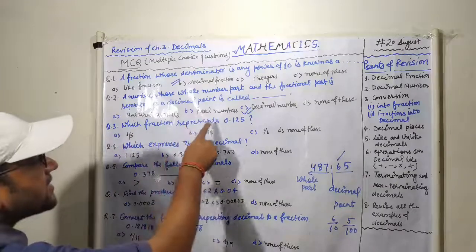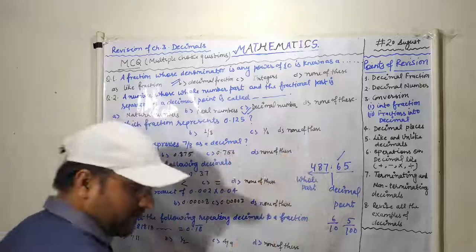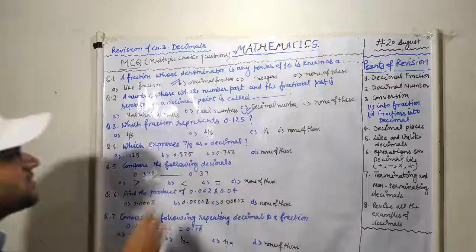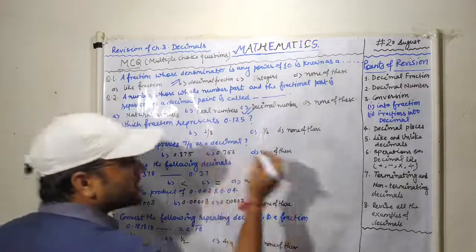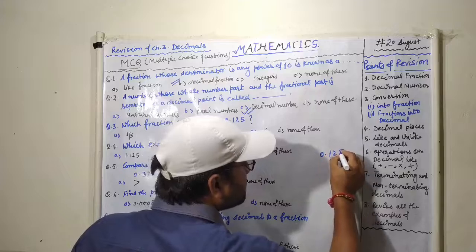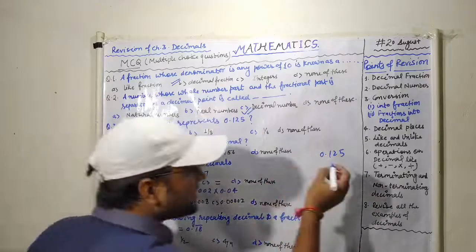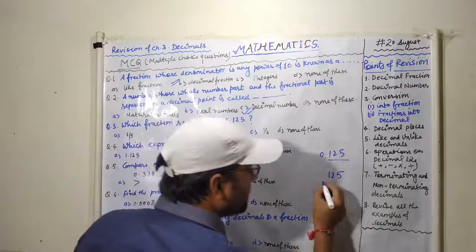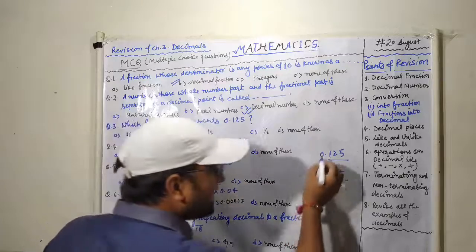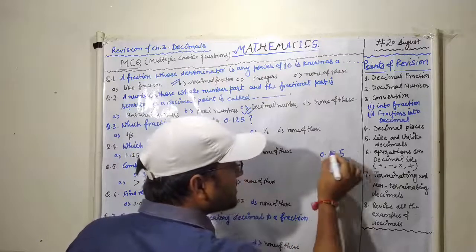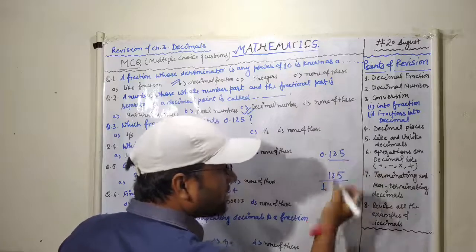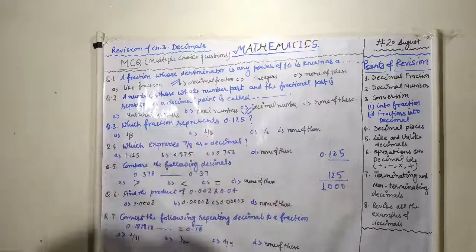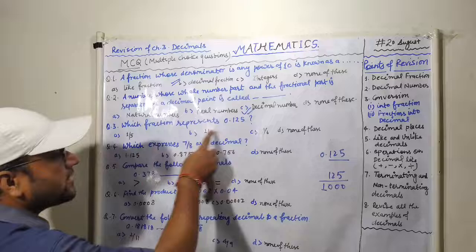Which fraction represents 0.125? Very important, this one. So change it into a fraction. Very easy. Your decimal number is 0.125. Write this number without the decimal: 125. Then you put the horizontal line and below it put 1, and after this count the digits after the decimal point: 1, 2, 3. There are 3 digits, so you put 3 zeros after 1. So you will get 125 upon 1000, but it is not given there.